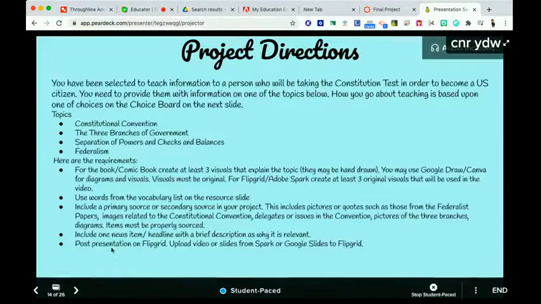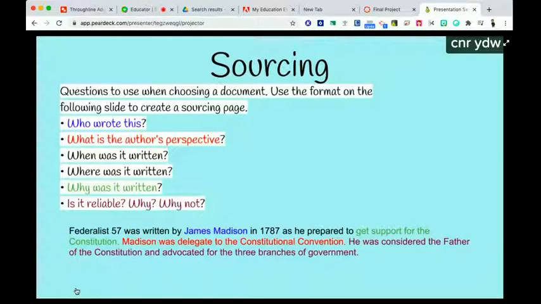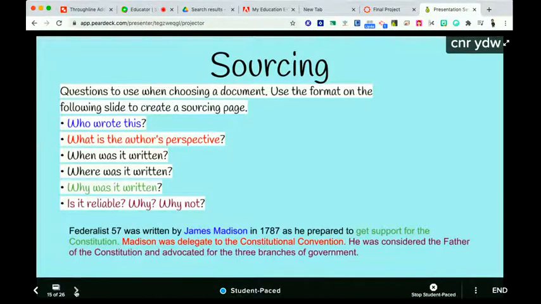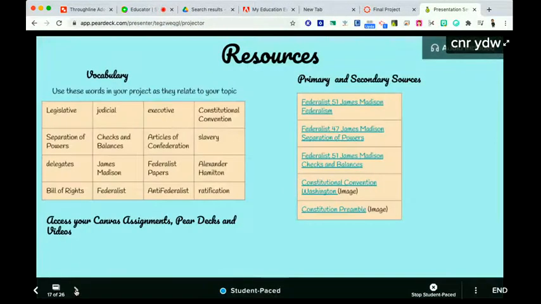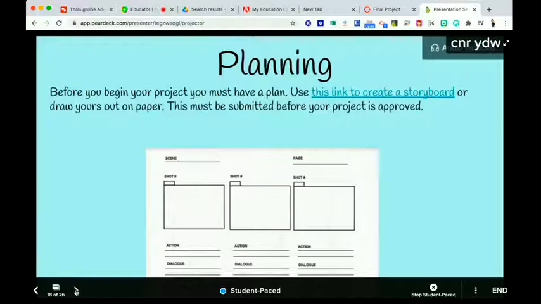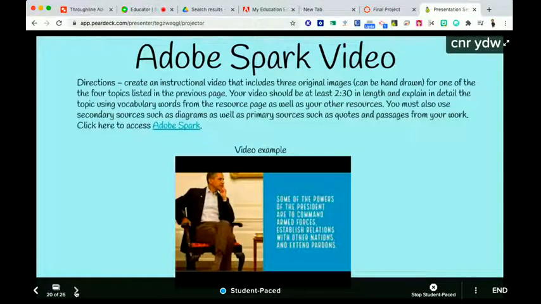So with the project, what the students were able to do is say, okay, I'm an expert on the Constitutional Convention, three branches of government, separation of powers, checks and balances, federalism. And in this particular case, we're going to focus on Adobe Spark. They had to create a presentation on a particular topic, and they had to utilize the historical skills that were used in the classroom as well, explaining why certain things are important. I also focused on citing their sources, and they had to go through the planning process. They also had to use keywords. So let's take a look at what this looked like for the Adobe Spark video.